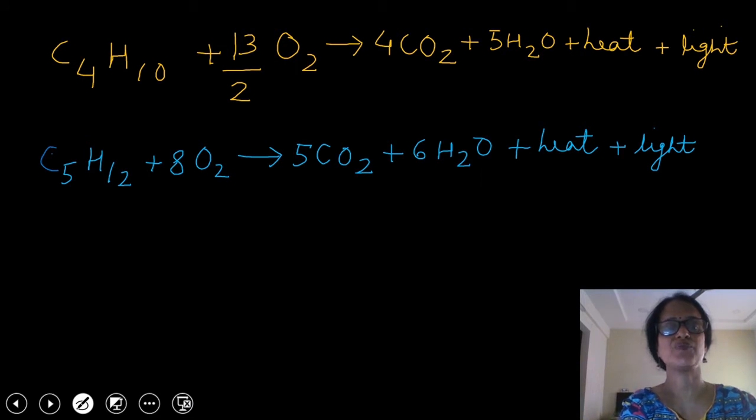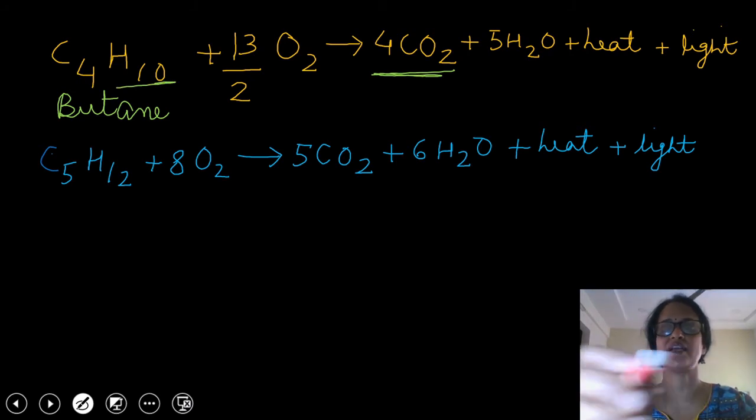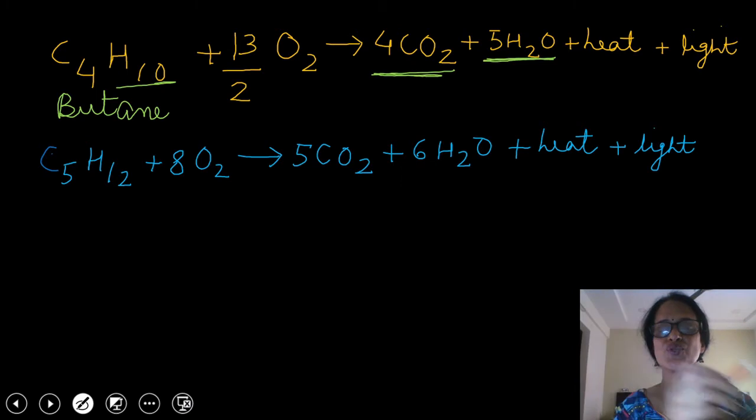Next example is of butane. Butane is C4H10. So, as butane consists of 4 carbon atoms, the number of CO2 molecules produced will also be 4. Then look at hydrogen atoms. Number of hydrogen atoms in butane is 10. Number of water molecules produced will be half of 10. That will be equal to 5H2O.